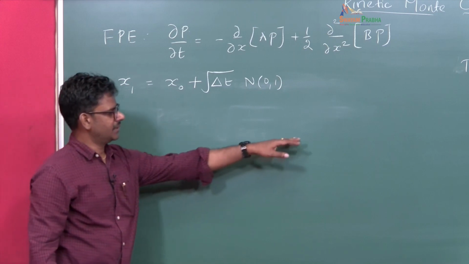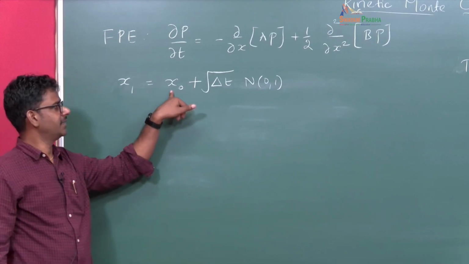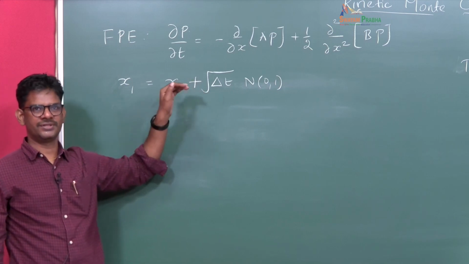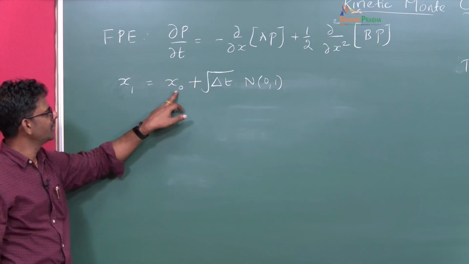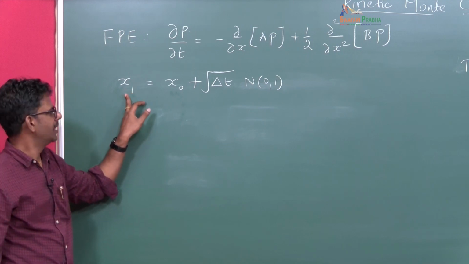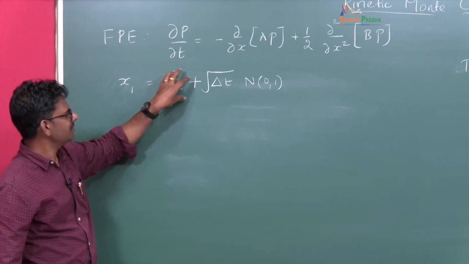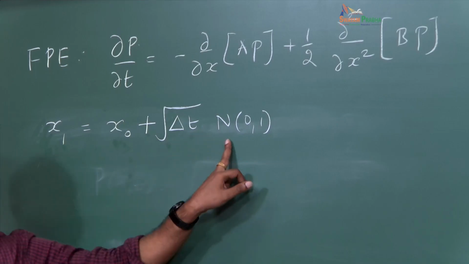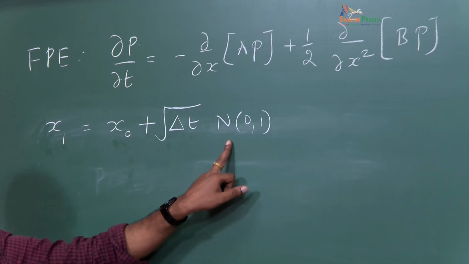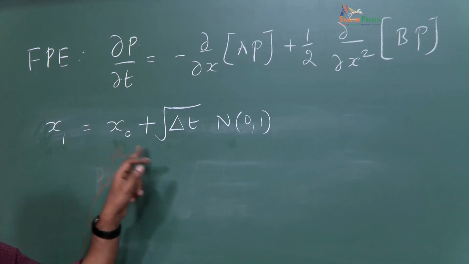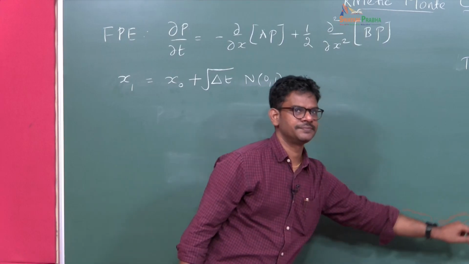Suppose it has an initial condition that the particle starts at x naught. This can be 0 or it can be non-zero. This is the starting point, time t equal to 0. At the next time step delta t, the position is x1, and this can be obtained by the initial position plus square root of delta t times a random number drawn from a normal random variate. So, this formula is written based on this.